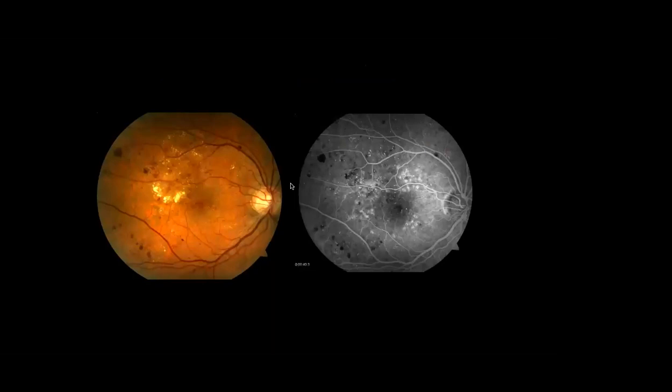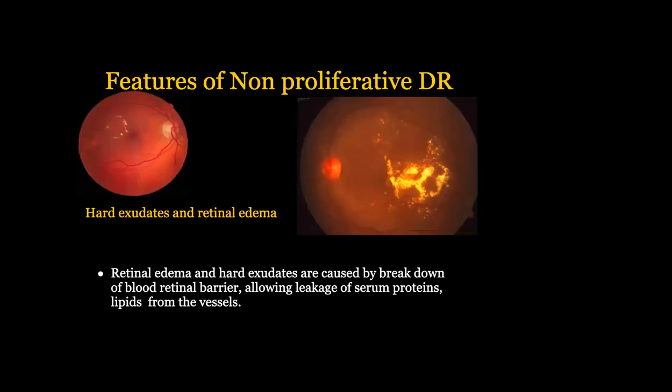So this is another picture where you can see blot hemorrhages here, then tiny dot hemorrhages. And this is a fundus fluorescein angiography where these blot hemorrhages will be seen black. Other features of non-proliferative diabetic retinopathy are hard exudates and retinal edema.